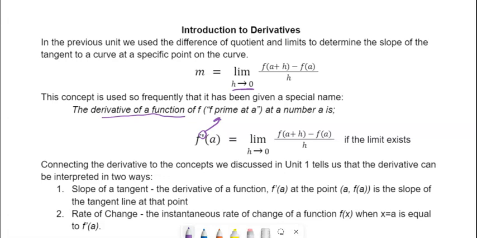Okay, so connecting the derivative to the concepts we discussed in Unit 1 tells us that the derivative can be interpreted in two ways. First, we have the slope of the tangent. The derivative of a function, f prime of a, at the point a, f of a, is the slope of the tangent line at that point. And that's also the rate of change: the instantaneous rate of change of a function f of x when x equals a is equal to f prime of a.